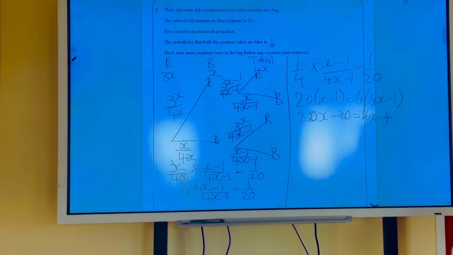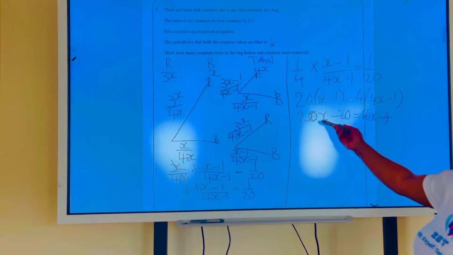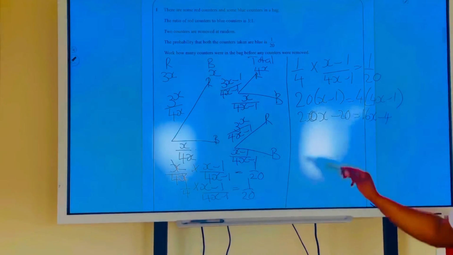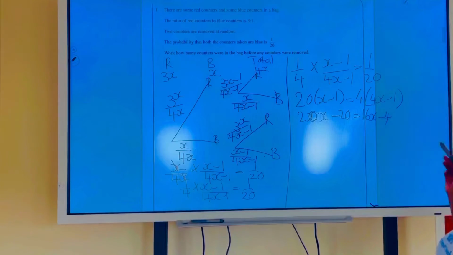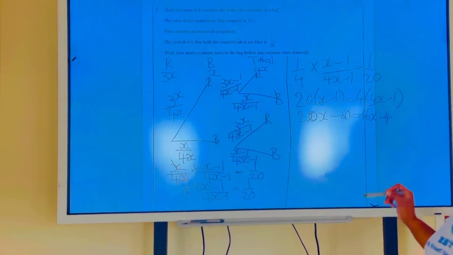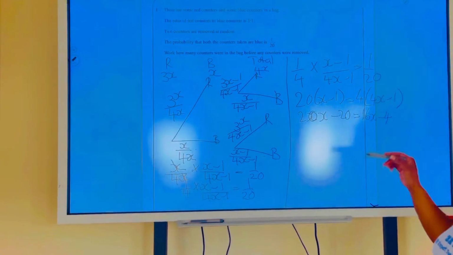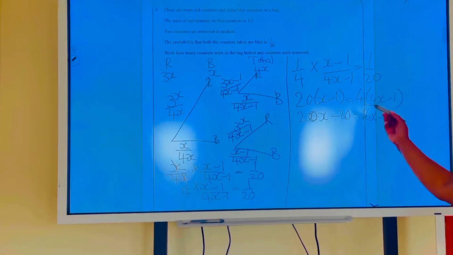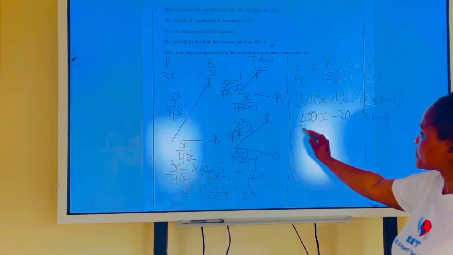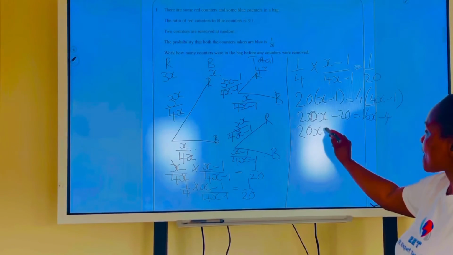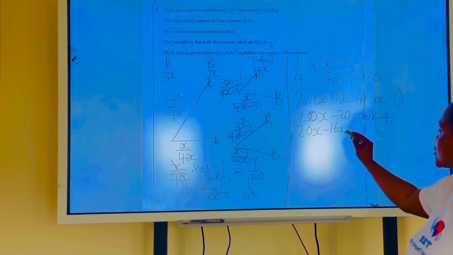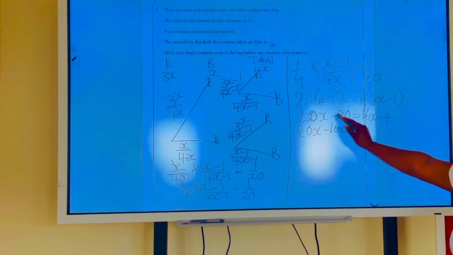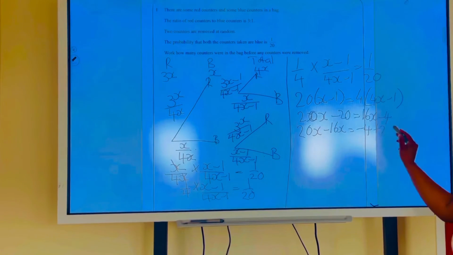The next thing is for me to collect my like terms, because with 20x minus 20, we can't take away those two. So my 16x will go to the other side, and my minus 20 will go to the other side. Remember, with equations, when you move something across the equal sign, it changes sign. So positive 16x will be negative on the other side. What that means is 20x minus 16x is equal to minus 4, and the minus 20 becomes a positive, plus 20.